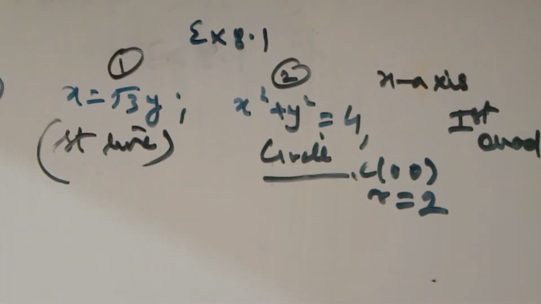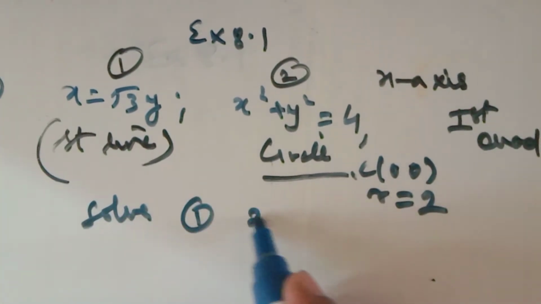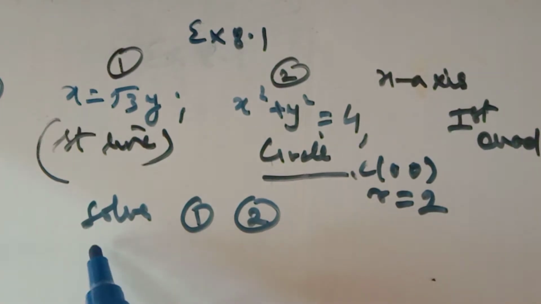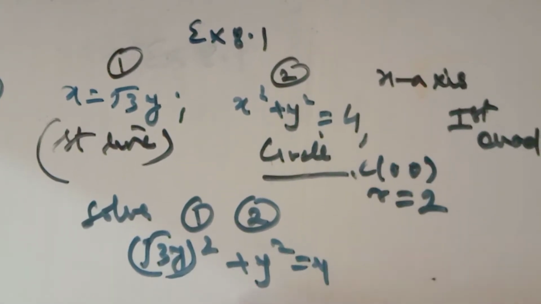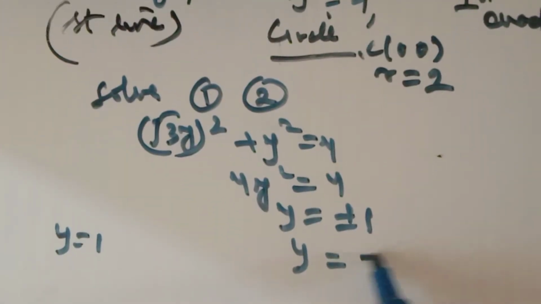Now, after detecting what types of curves these are, first of all, you have to solve these two equations to find the values of x and y, or the points where these two curves are intersecting. So, solving equations 1 and 2, put the value of x from the first in equation 2, so it will be root 3 y square plus y square is equal to 4. So 4y square is equal to 4. So y will be equal to plus minus 1. Now y is equal to 1, y is equal to minus 1. These are the two values.